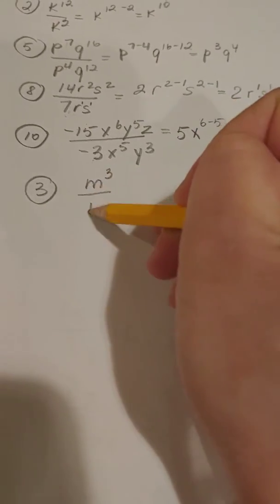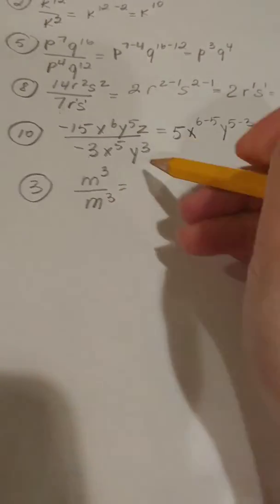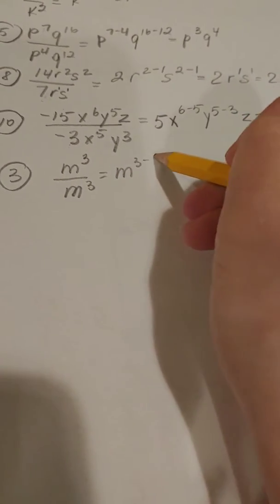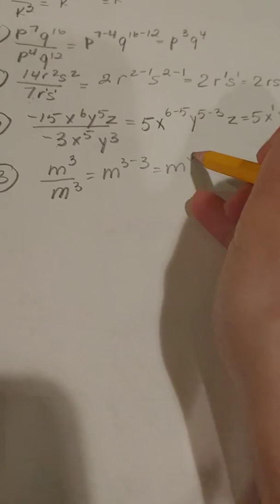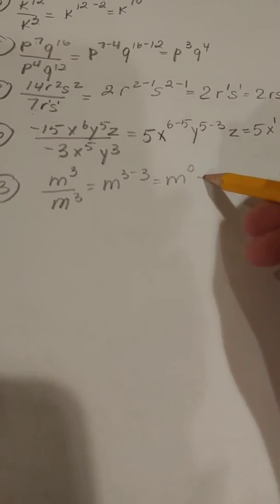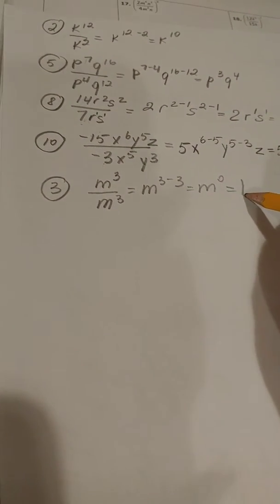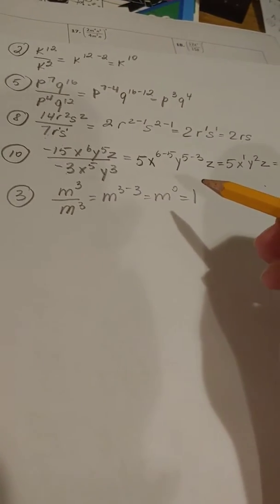Now I'm going to go over number 3, because there could be a confusion. m to the third power over m to the third power. We're going to use the quotient rule, m to the power 3 minus 3, so it's m to the 0, and any number to the 0 power is 1. You were supposed to learn it in 8th grade. Any number to the 0 power is 1.